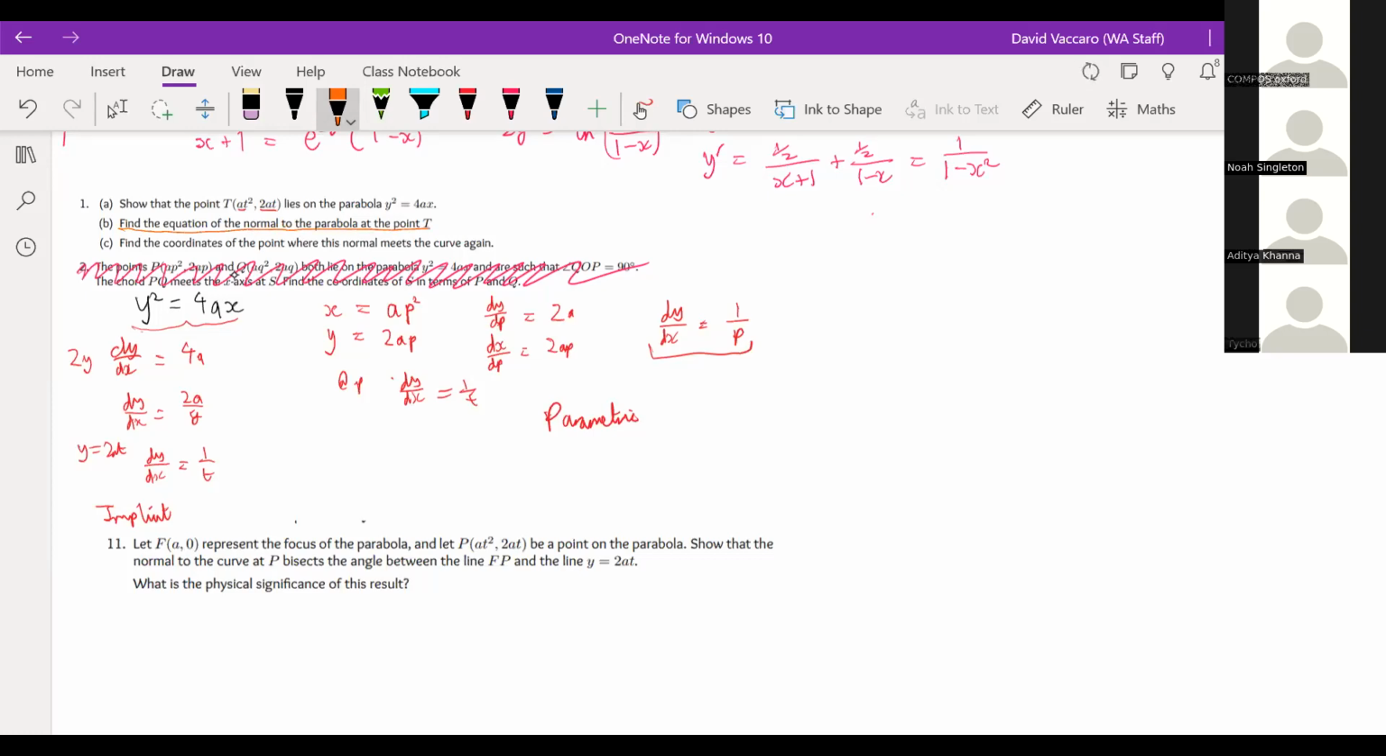It then asks to find the normal to the parabola at the point t. So the gradient of the tangent is 1 over t. The gradient of the normal will therefore be negative t. So we can find the normal in the normal way. And so we get y is equal to 2at minus tx plus at cubed.